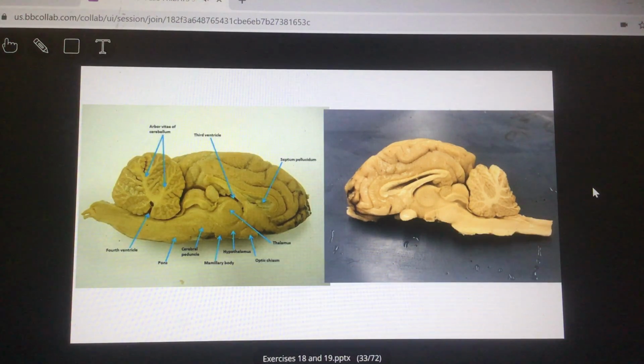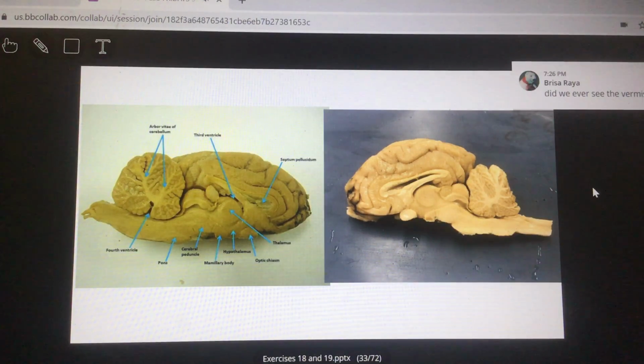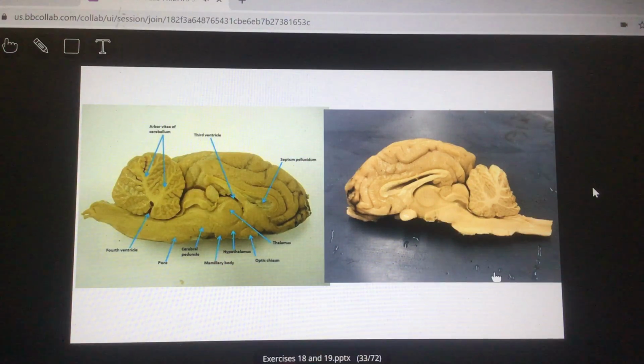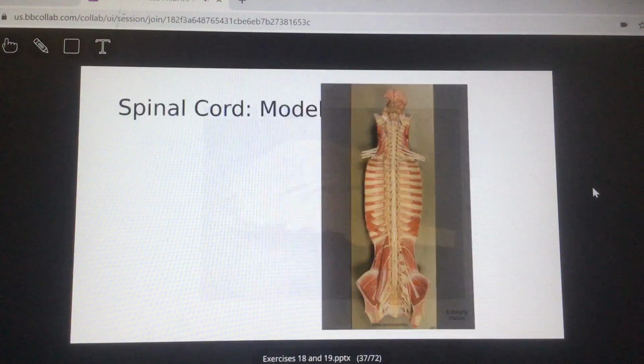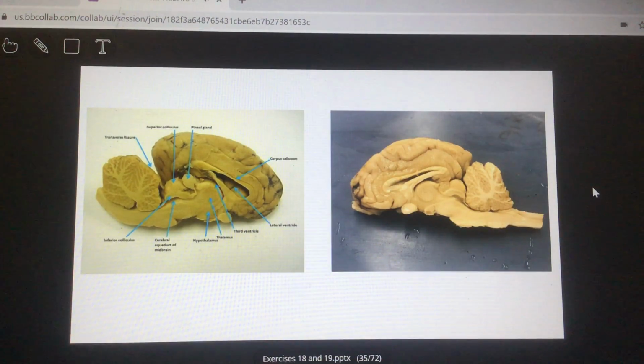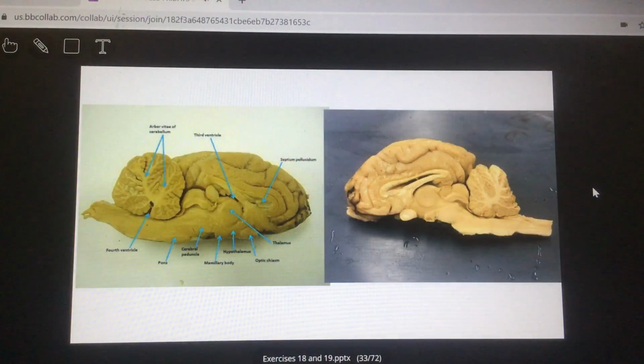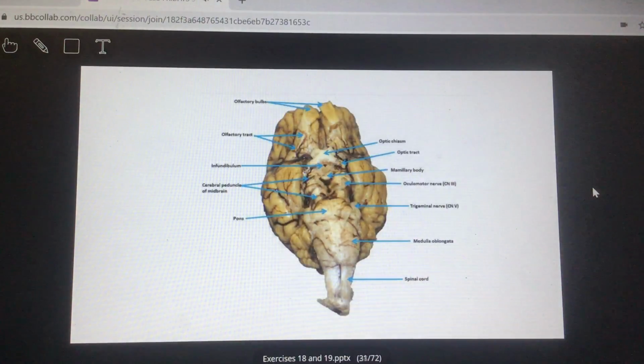I'm happy to say that we knocked out the material. Now, I didn't go through everything here because we've kind of already seen it in different ways. Did we ever see the vermis? I don't think I showed you the vermis. Let me see if I have something here. Hold on, guys. I don't think I have an image of the vermis on here.